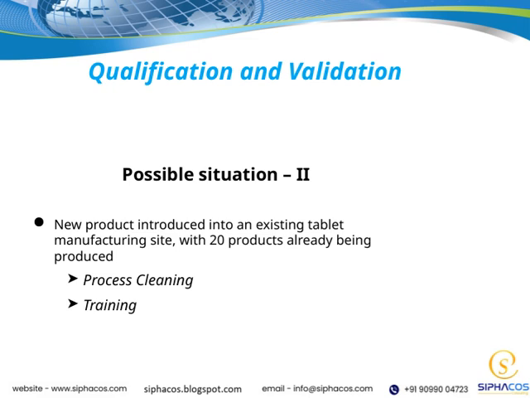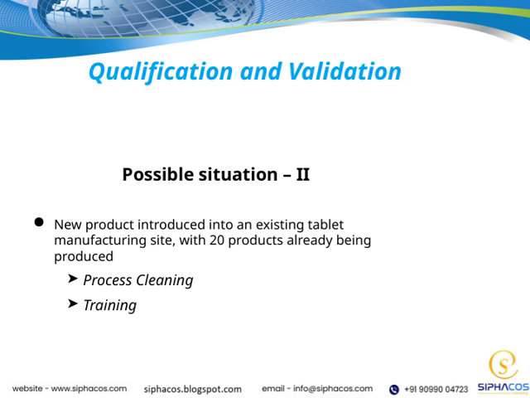Imagine introducing a new product into an existing tablet manufacturing site that's already producing 20 different products. This situation presents some unique challenges and requirements. First, process cleaning becomes especially critical to prevent cross-contamination between the new product and the existing ones. It's essential to establish rigorous cleaning protocols. Next, training plays a vital role. The staff needs to be thoroughly trained on the new process, ensuring everyone understands the specific steps and quality standards associated with this new product. This helps maintain consistency and compliance.